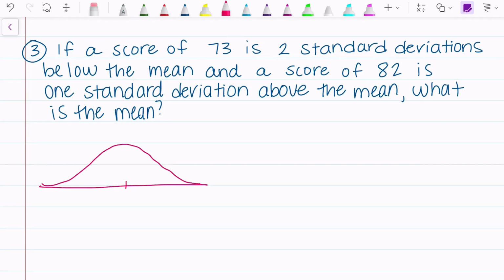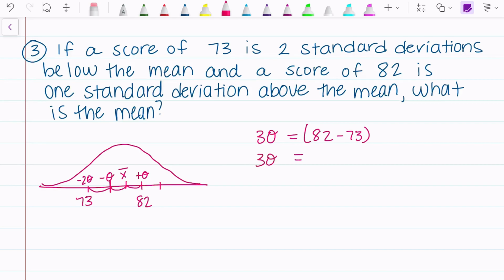So we don't know the mean. I'm just going to put mean here. Then we would have 1 standard deviation, minus 1, minus 2. We said 2 below is a 73, and 1 above is an 82. The way that I do this is to figure out how many spaces we had. 1, 2, 3. So 3 standard deviations is equal to the distance between those two numbers, 82 minus 73. I know 3 standard deviations is equal to 9 because those two numbers are 9 away from each other. You were 2 below and 1 above, so 3 standard deviations away. That means 1 standard deviation is just equal to 3.